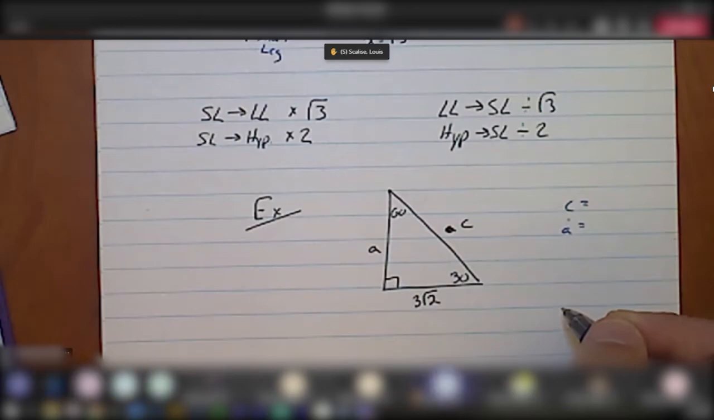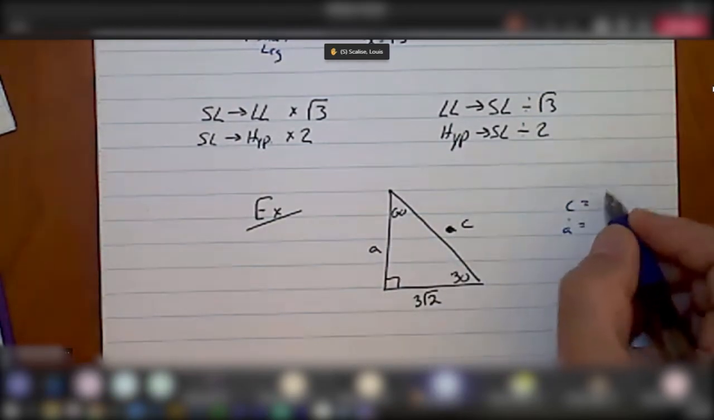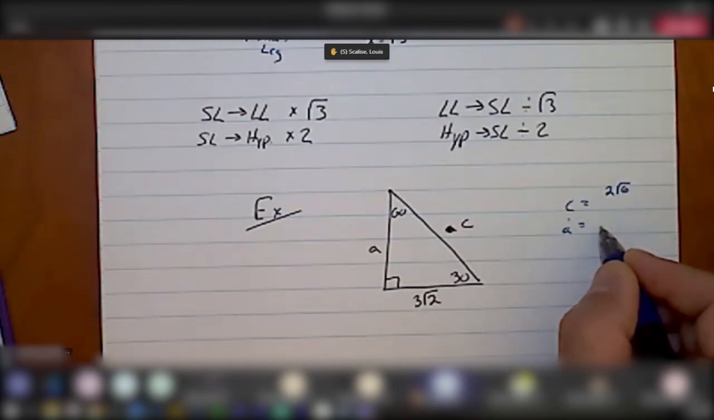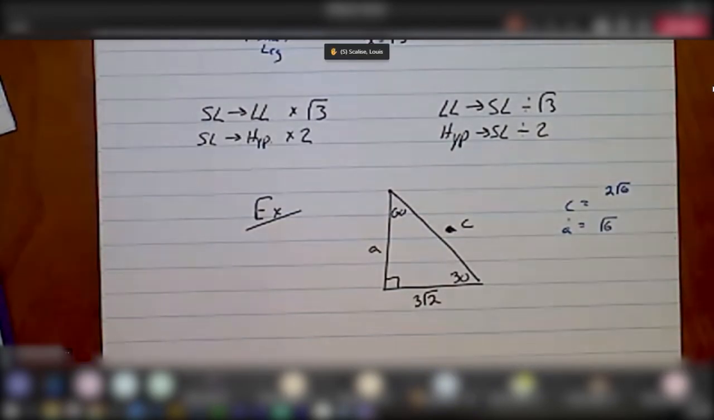The hypotenuse is 2 times the square root of 6, and the short leg is the square root of 6. Okay, let's see if Lewis is right.